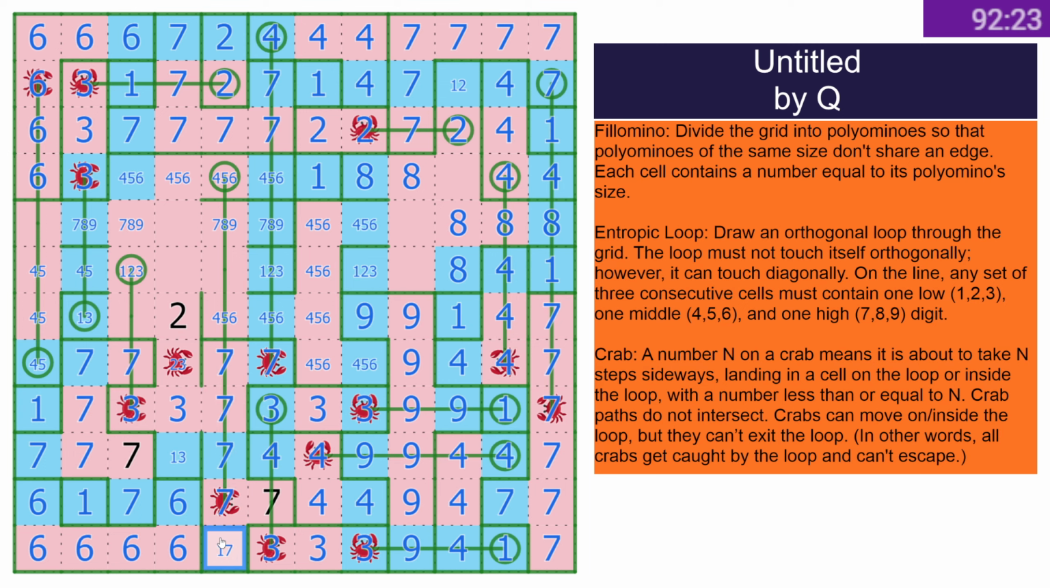Oh, the last 7 goes here. Could be 5, 4. Seems okay. All my crabs going to small things and staying inside the loop. They look like they are. Huh.